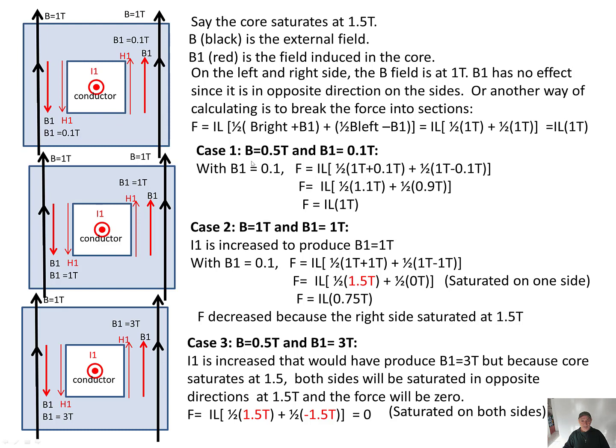So case 1, we'll make B equals 0.5 Tesla and B1 equals 0.1 Tesla. With B1 at 0.1 Tesla, F equals 1/2 of (1 Tesla, the external field, plus 0.1 Tesla) plus 1/2 of (1 Tesla minus 0.1 Tesla), which equals 1.1 plus 0.9, so it still comes out to the same force as if there was no current. Now case 2 will increase the B1 to 1 Tesla.